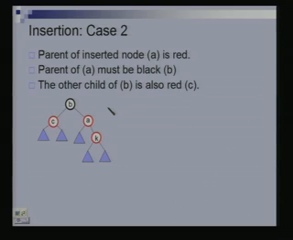Okay, what should I do now? Can I do what I did on the previous slide? Why not? Because then I would get a double red problem on the other side, right? Corresponding 2-4 tree, they are having complete. Right. So what is happening?